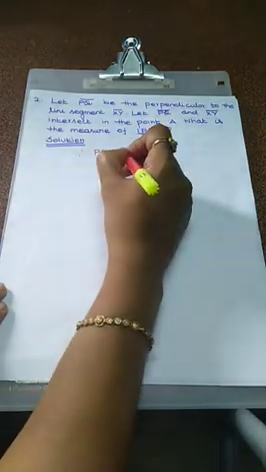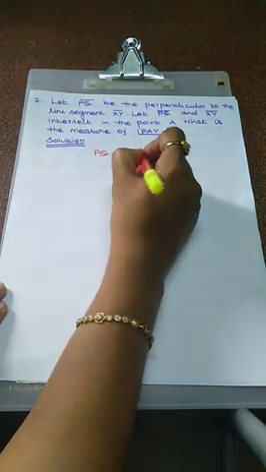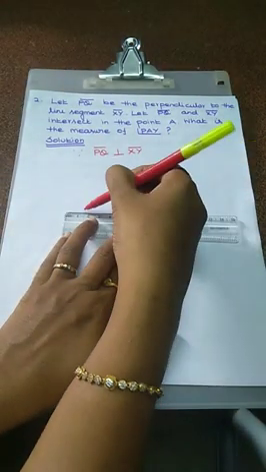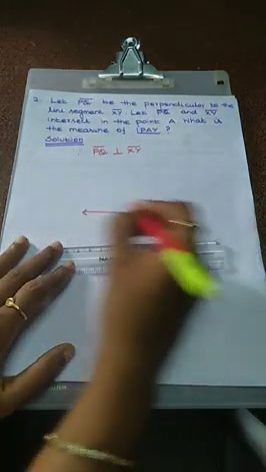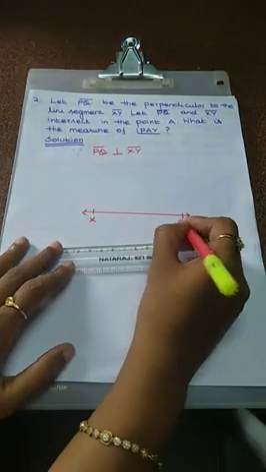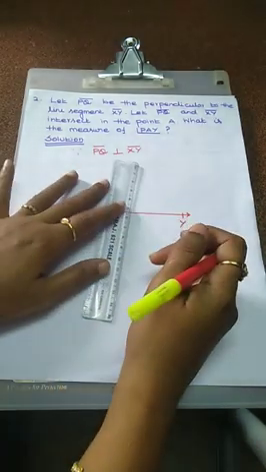Second problem: let PQ be perpendicular to the line segment XY. Let PQ and XY intersect in the point A. What is the measure of angle PAY? What is given in this question? First, the line segment PQ is perpendicular to XY, that is given. First we just draw two lines. The first line is XY. Another line is PQ.